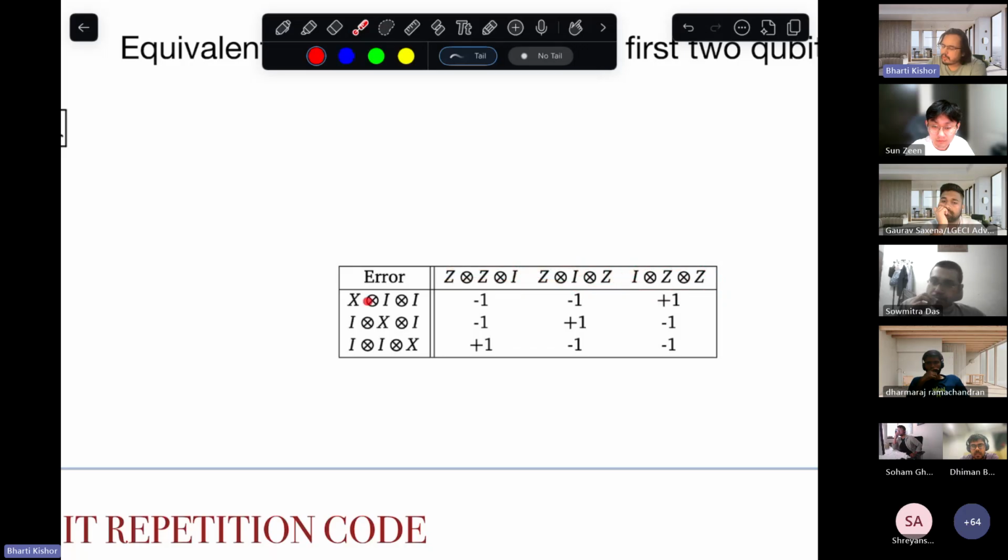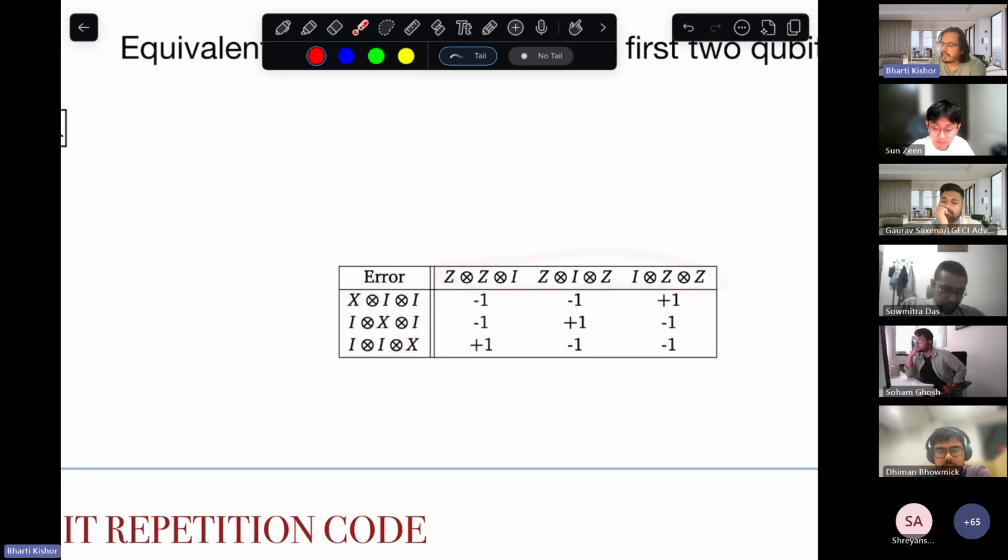Actually, if your error operator anti-commutes with the operators here, then you get -1. If it commutes, then you get +1. And by looking at this -1, +1 pattern, you can figure out which qubit went through an error. So for example, you get -1 here and +1.